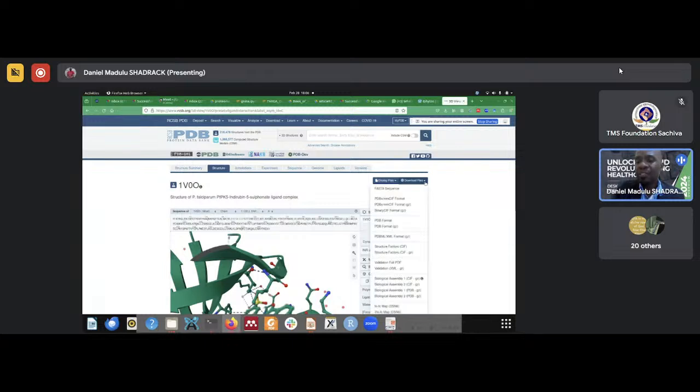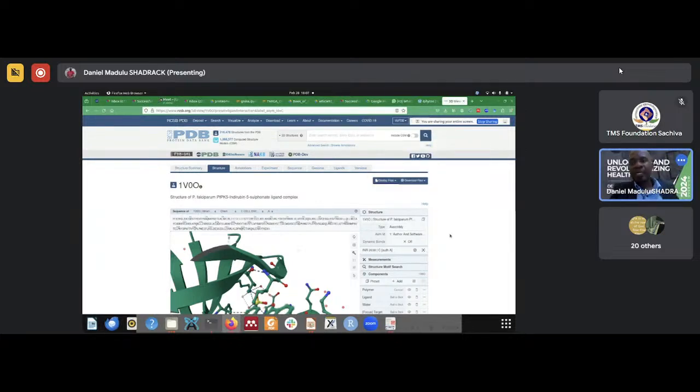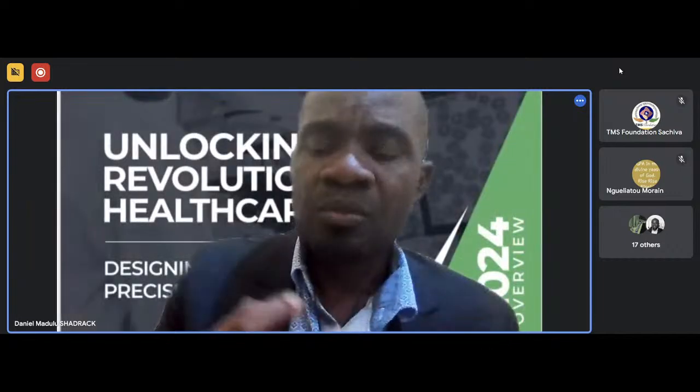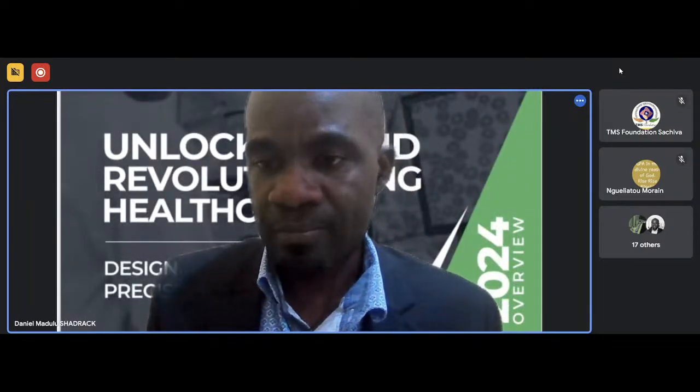If you want to use it, there are different formats that you can download. For me, I'm interested in this format. I will download this PDB. It will go into the downloads folder. Then you can save your molecule. Once you have saved your molecule into the directory of your work, you can start processing.